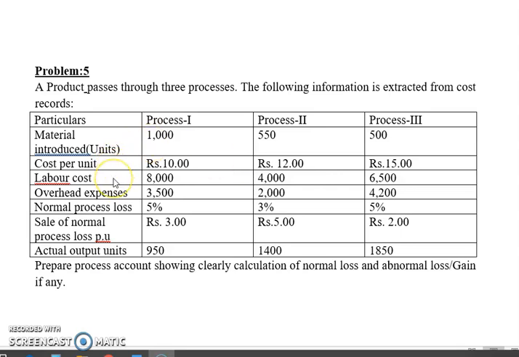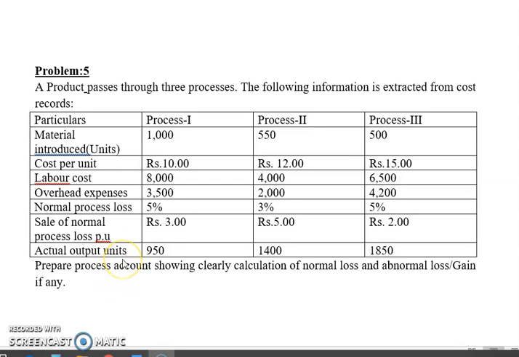And labor cost will be debited to the process account. Overhead expenses will be debited. Normal loss percentage has been given, but generally we will calculate the normal loss in value and also in units, and we will credit it. So basically we will credit the normal loss, and we have sale of normal process loss per unit, that is nothing but your scrap value. So what are we supposed to do? Whatever units you are getting as normal loss, those units need to be multiplied with the respective per unit scrap value and we will get the figure.